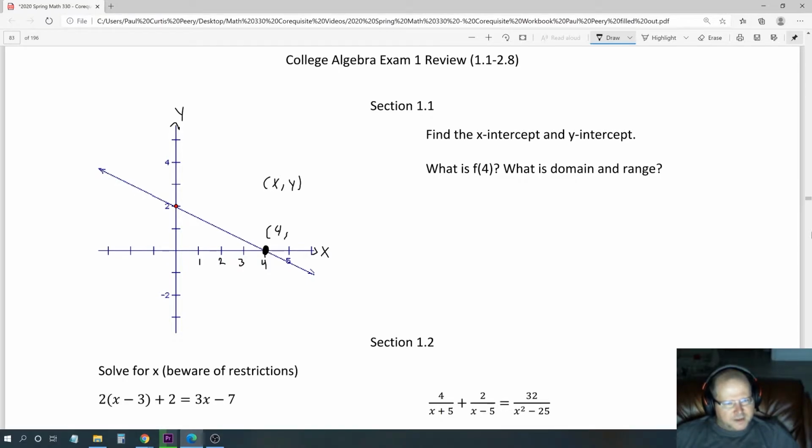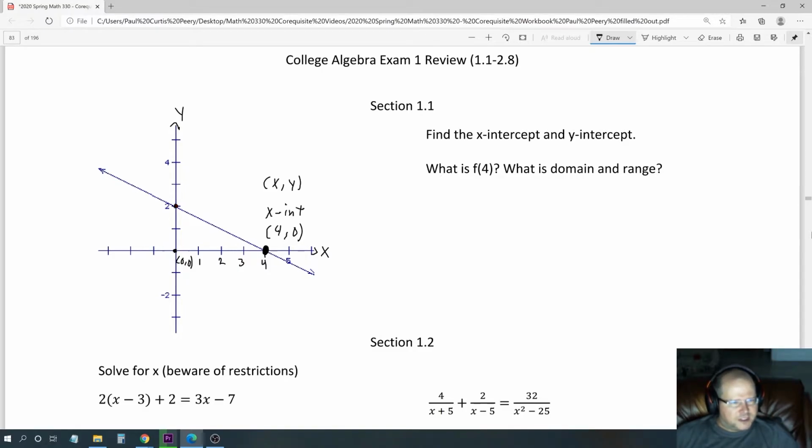4, and then because it doesn't go up and it doesn't go down, we call it a 0, right? Because the origin, for instance, is 0, 0. So that right there, because it goes through the x-axis, is our x-intercept, right? Okay, now what about the y-intercept?